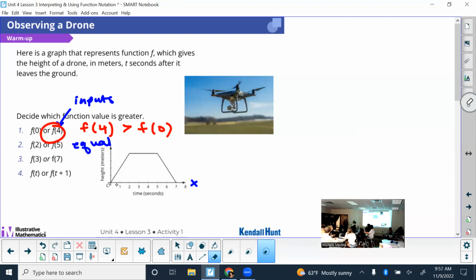F of 3 is the consensus. Let's see if you're right. F of 3 is here. F of 7 is down there. So the higher on the y-axis, the bigger the numbers are. So it must be F of 3. That's correct. So what's going on in this graph? Why did it increase, stay the same, and decrease?